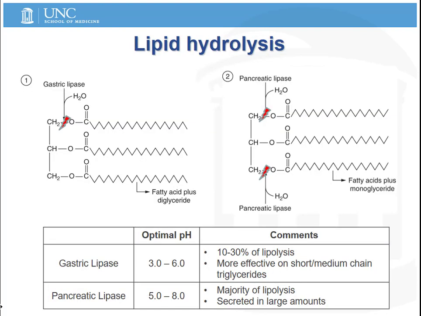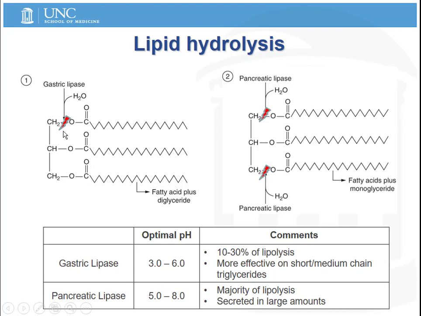Now let's look at lipolysis. So triglycerides specifically are digested when lipase comes in and cleaves ester bonds. And we saw that lipase is present in a few places throughout the GI tract. So lingual lipase is found in the saliva, but only contributes minimally to lipid digestion. Gastric lipase is secreted by the chief cells in the stomach, and it works best in acidic environments.